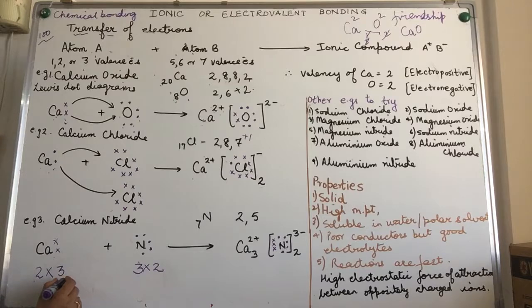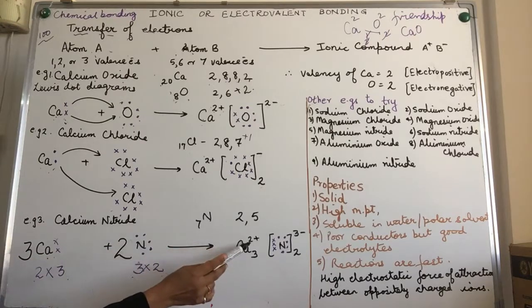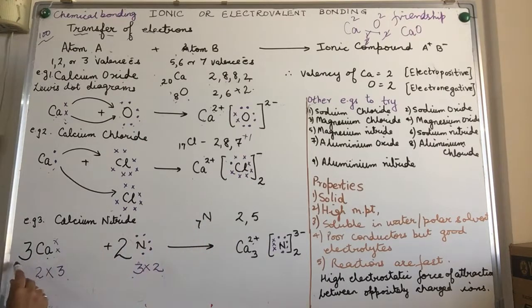So 2 times 3 is 6 and 3 times 2 is 6. In other words, 3 atoms of calcium and 2 atoms of nitrogen will be involved in order to form a bond between calcium and nitrogen. Calcium in the process will lose 2 electrons, so 2 positive, but 3 atoms of calcium are participating. So 3 comes at the foot, what we call as subscript, something which is down.